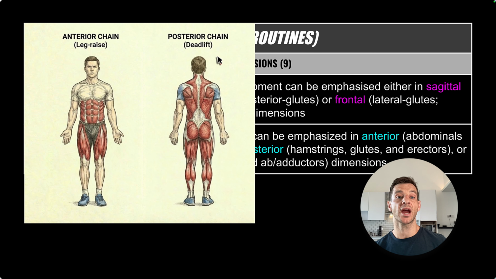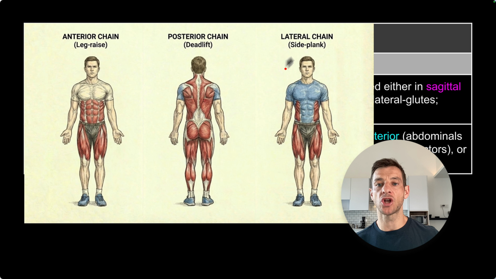For the posterior chain, an example would be the deadlift, focusing on our hamstrings, glutes, and erectors in a chain rather than just isolating the muscle. This would be our glutes, erectors, as well as our hamstrings. An example of a lateral chain exercise would be the side plank, which disproportionately focuses on the obliques, as well as, depending on the exercise, our abductors and adductors.